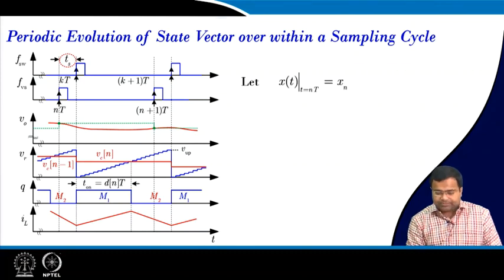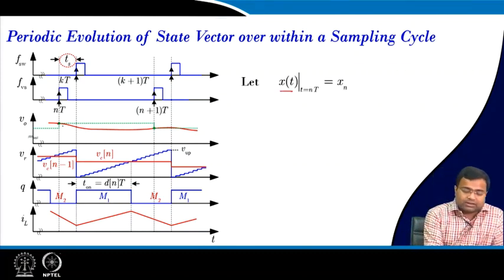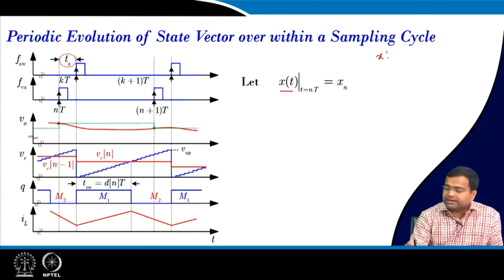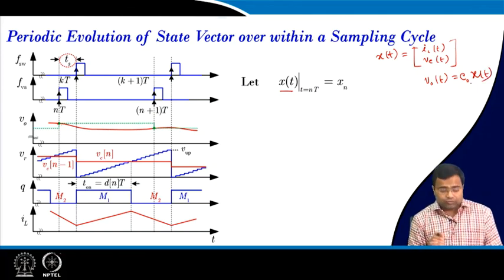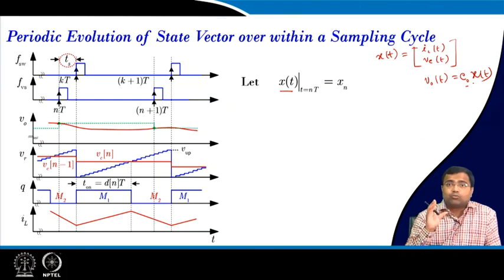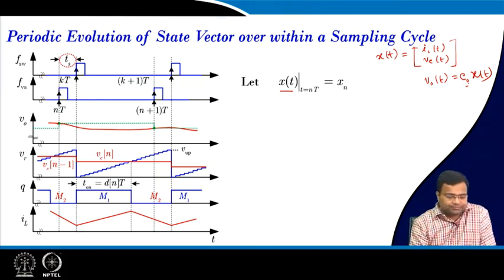If you take this waveform, let x of t be any state variable. What are the state variables? We know the state variables here: we have taken the inductor current and the capacitor voltage, and the output voltage will be the C matrix times x of t, that we know. We want to call this C0, because C is the output capacitor. To separate that notation, we are using C0.